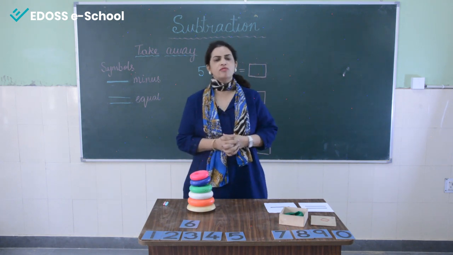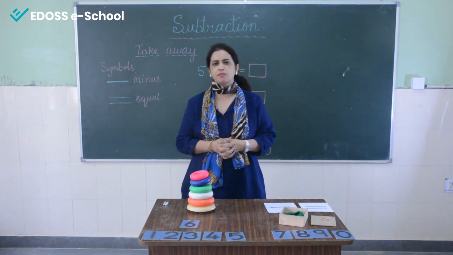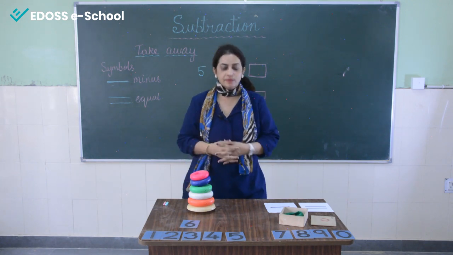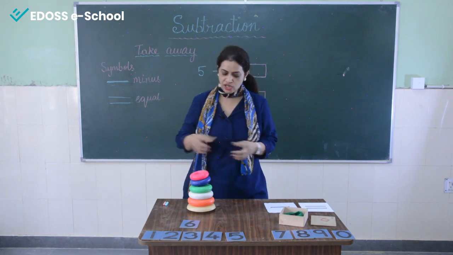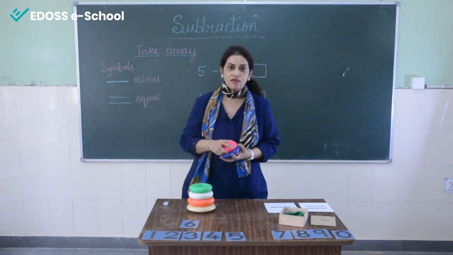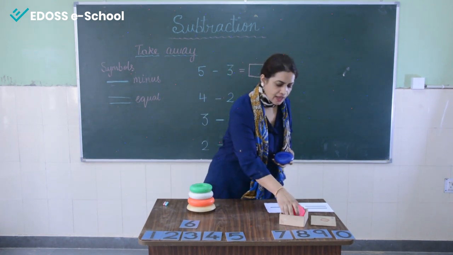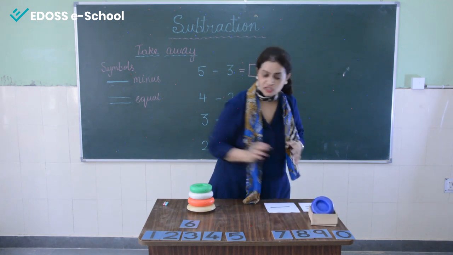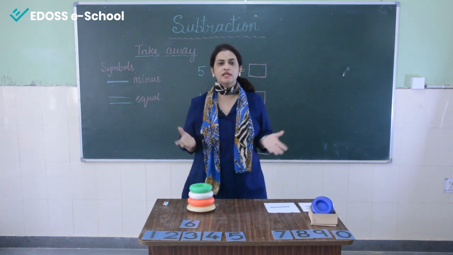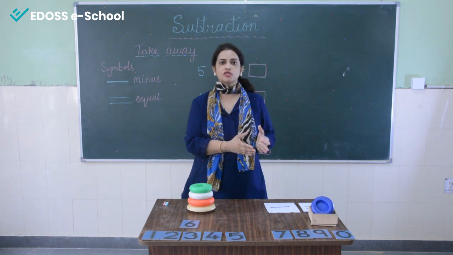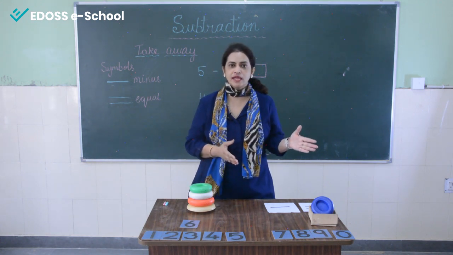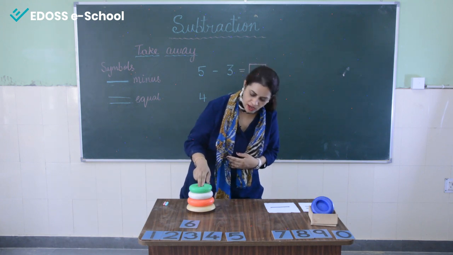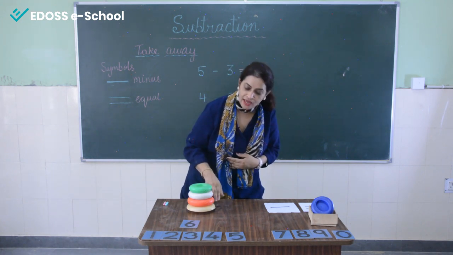Now one of my students asked me, ma'am, please kindly give me 2 rings. I said, okay, let me give 2 rings to this child. So I gave 1 and 2 rings away. So I have taken away. What did I do? I took away 2 rings and gave them to that child. So now I am left with how many rings? 1, 2, 3 and 4.